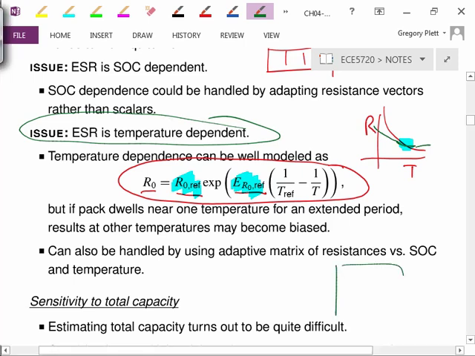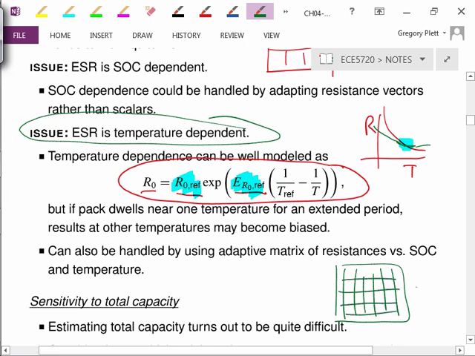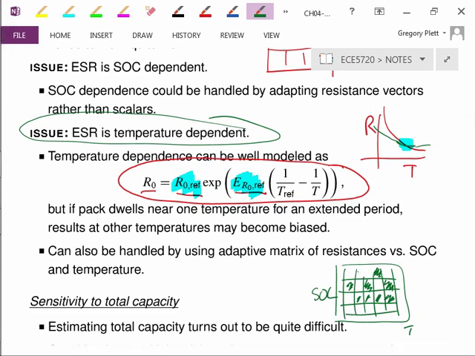So you might consider, again, updating a matrix of resistances, SOC versus temperature, and wherever I'm dwelling right now, I update that resistance, and as that changes versus time, I update the different values in this matrix. And if I dwell at least somewhat in all of these bins in the matrix at different points in time, I should have a reasonable estimate of resistance over the whole operating range of this cell.